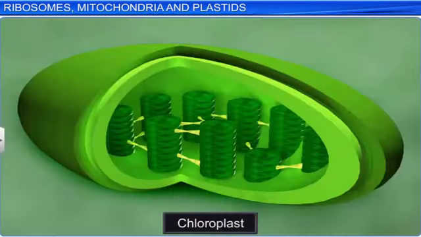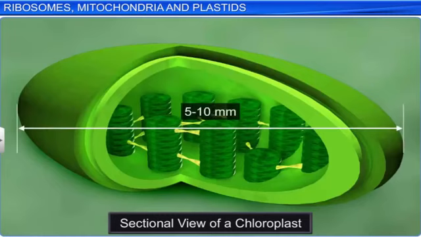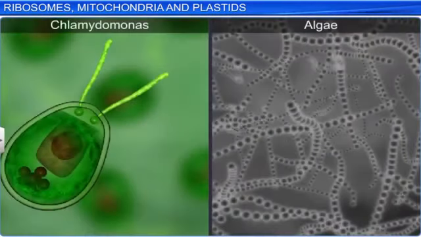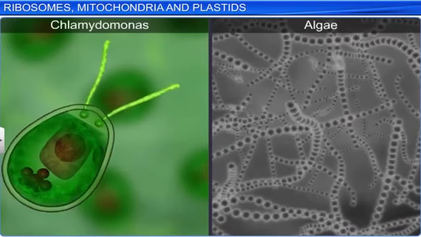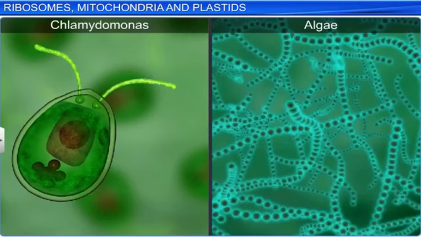Chloroplasts contain chlorophyll and carotenoid pigments that capture light energy needed for photosynthesis. Moreover, chlorophyll also imparts a green color to the leaves. Found mostly in the mesophyll cells of the leaves, chloroplasts have a length of 5 to 10 millimeters and a width of 2 to 4 millimeters. A cell can contain a single chloroplast, as seen in Chlamydomonas, or multiple chloroplasts, as seen in a green alga cell.